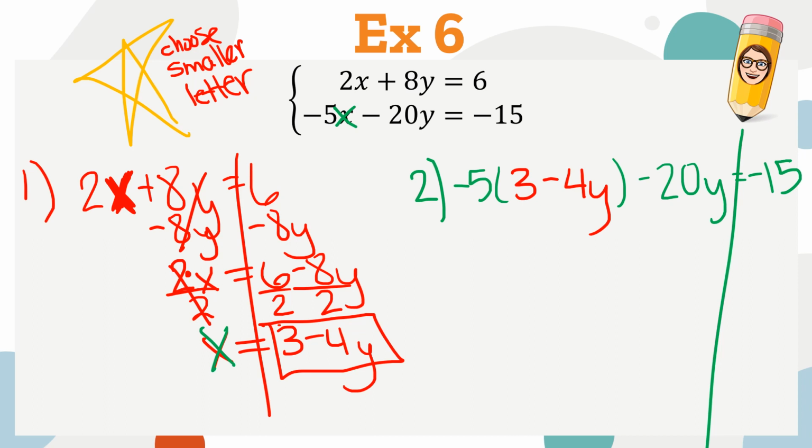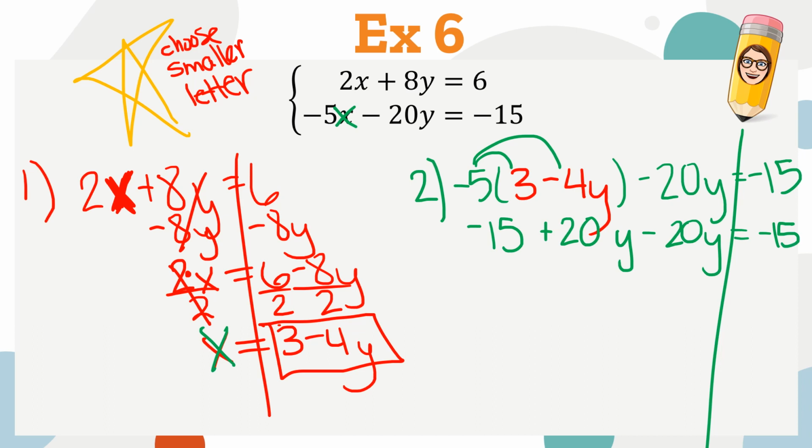Let's solve. Distribute first. We get a negative 15. We get a positive 20y. Everything else falls down. Well, 20 yo-yos, subtract 20 yo-yos, that cancels. Let's see what falls down.